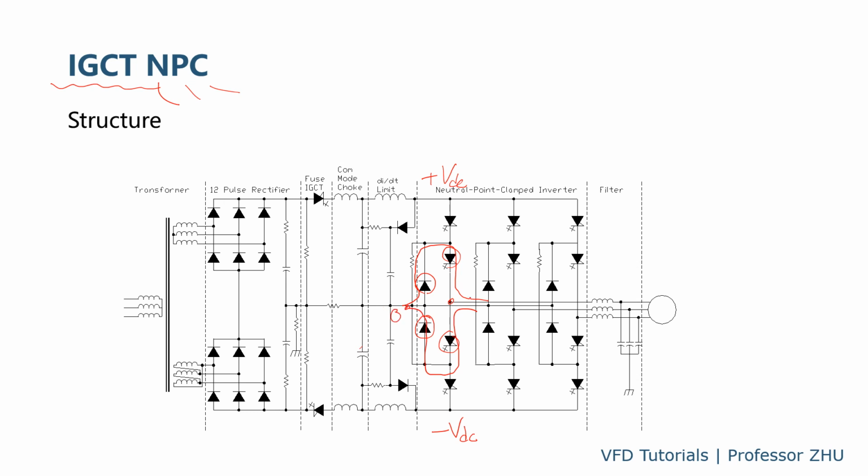So for each phase we have 3 voltage levels: 0, positive VDC, negative VDC. So this is why we also call it the 3-level inverter. And on the output side, sometimes you will have a small filter to improve the output waveform.